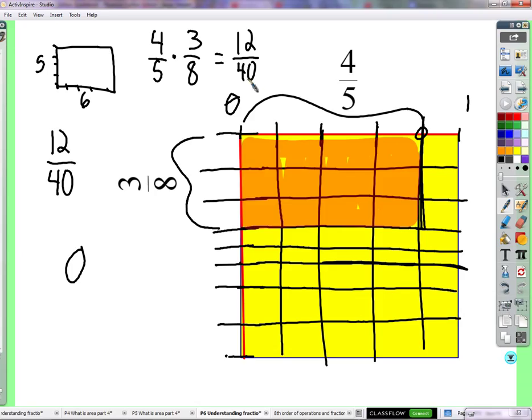We have 12 things, right? Because I have 4 things here and 3 things here. So naturally, I would have 4 times 3 of those things. 12 things. What are those things? They're the parts that make up the whole. The whole thing is the one square, and it takes 40, because this took 5 things to make the one line. This took 8 pieces to make this one line. So if there's 5 to make up this one and 8 to make up this one, there's 40 to make up this new one thing, this one square.